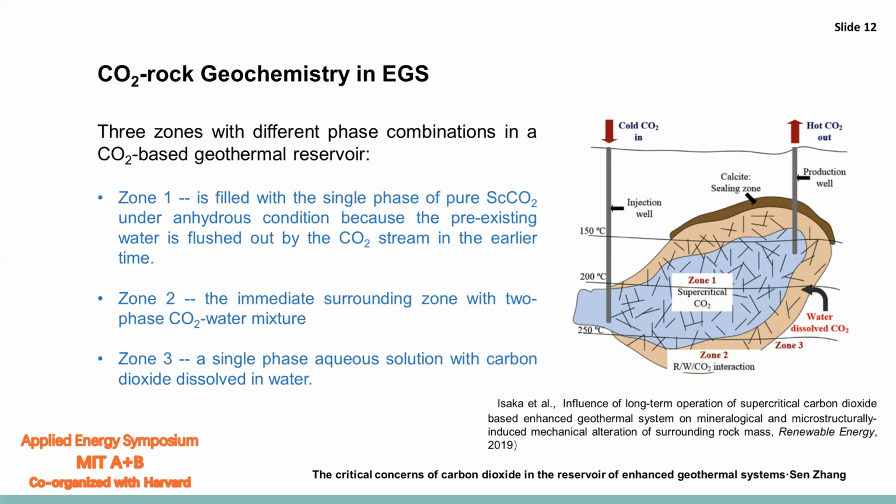Right outside of zone 1 is zone 2. In this area, there's both CO2 and water, so it's a two-phase CO2-water mixture. And then outside of zone 2 is zone 3. This zone is a single-phase aqueous solution with the carbon dioxide dissolved in the water.